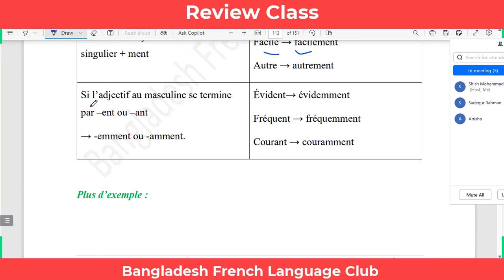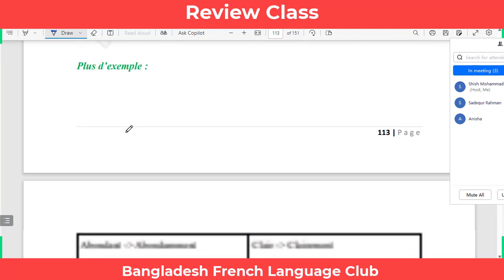Then si l'adjectif au masculin se termine par ent ou ant, then emment ou amment. So here ent: évident, évidemment; fréquent, fréquemment. Courant, this is ant, that is why amment: couramment. Very easy.